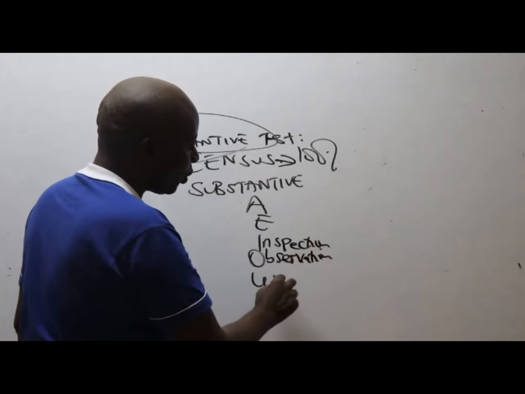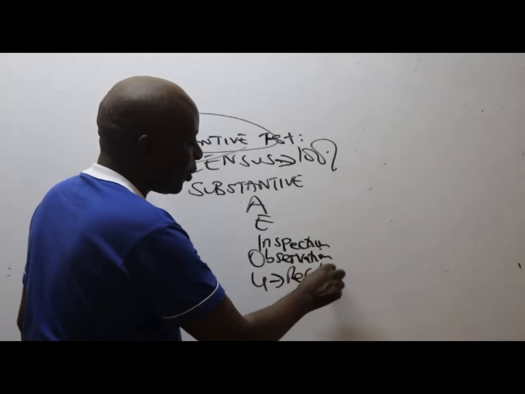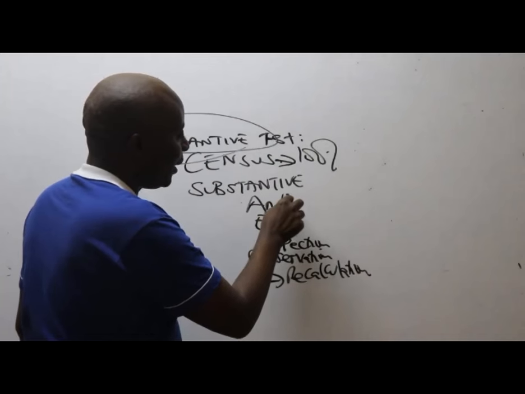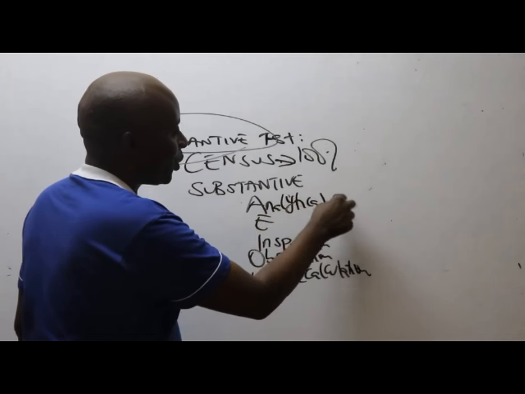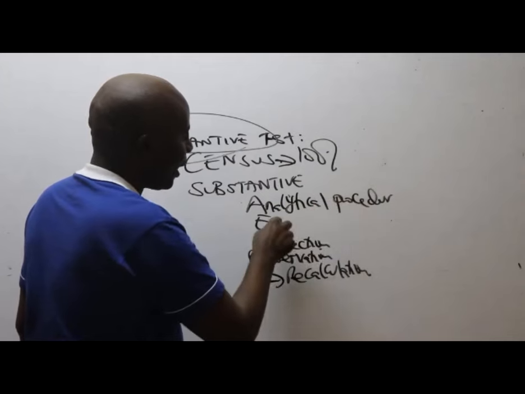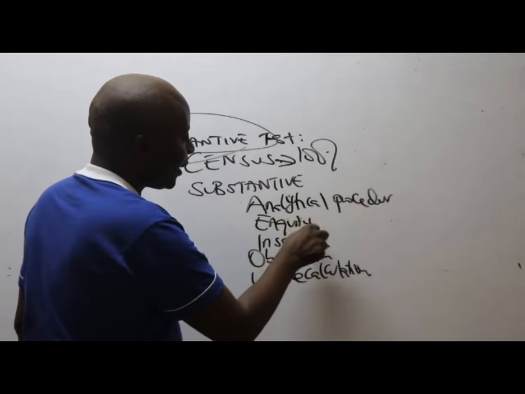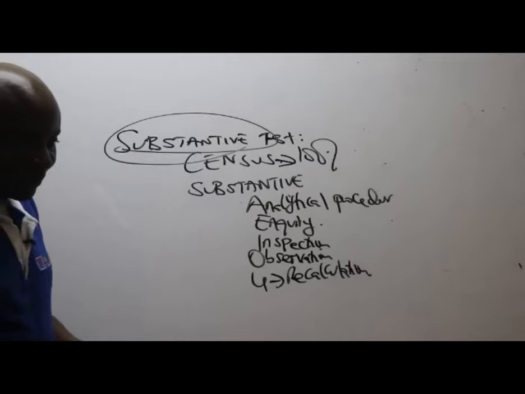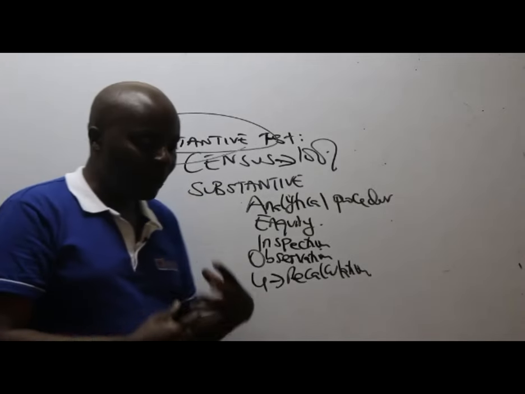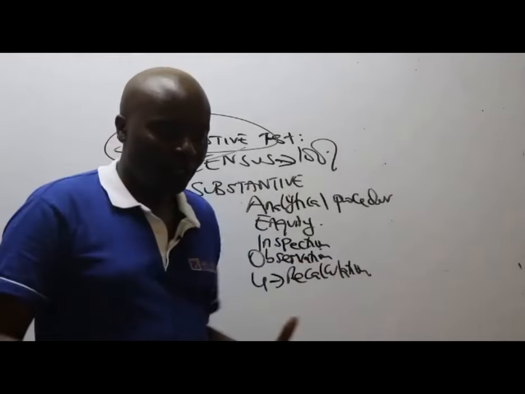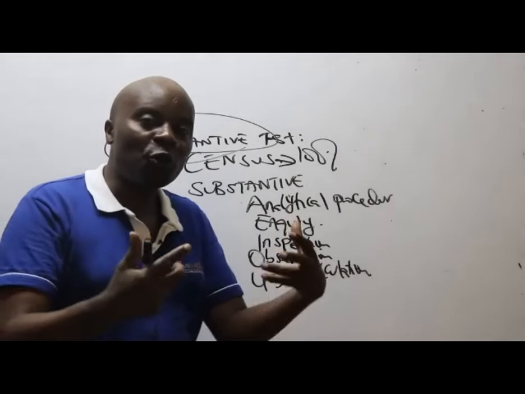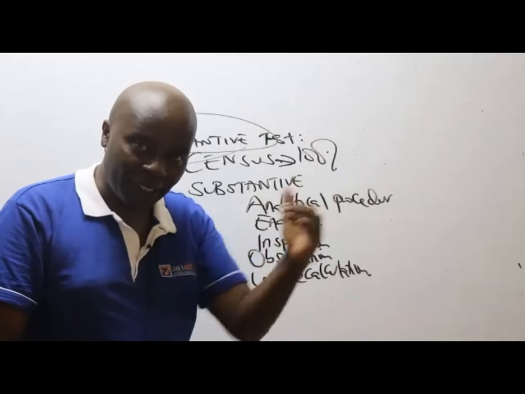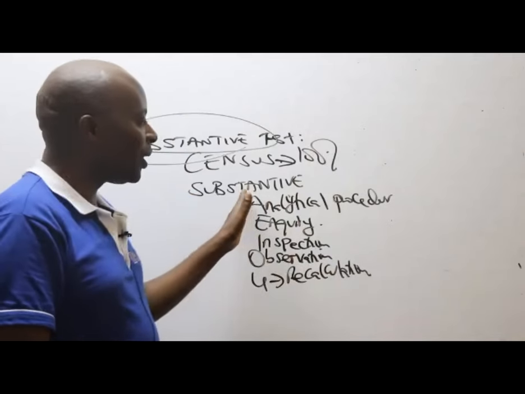We have recalculation. This is analytical procedures. We have inquiry, and with third parties, confirmation. So substantive comes from the word substantial. Here you are going to audit substantially everything in the organization using these procedures.